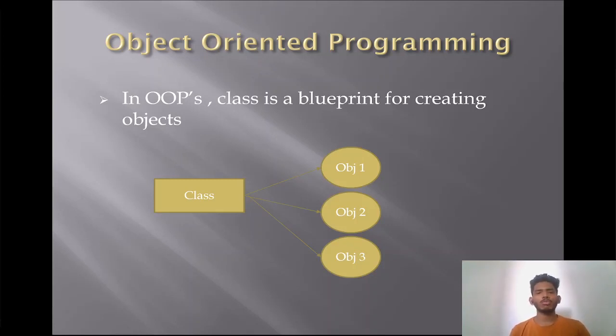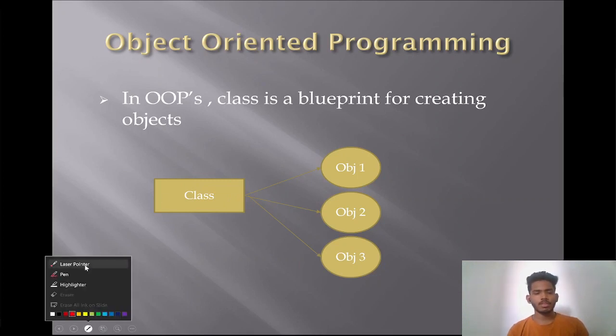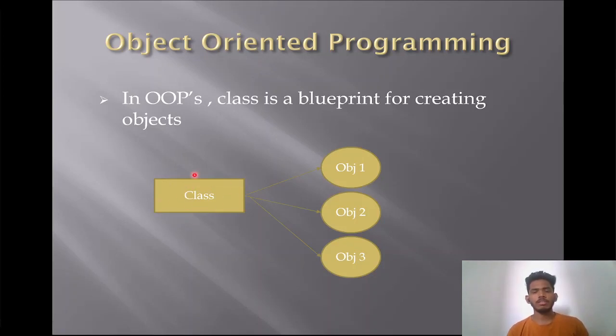The short form for this is OOPS. Here are the two things we have to learn, that is a class and objects. First of all, a class is a blueprint to create objects. If we take one class here, we can give it any name, and there can be different objects of that class.